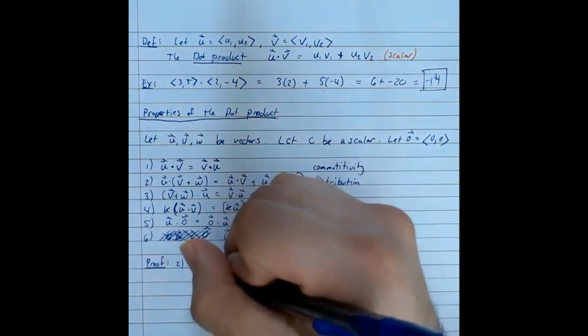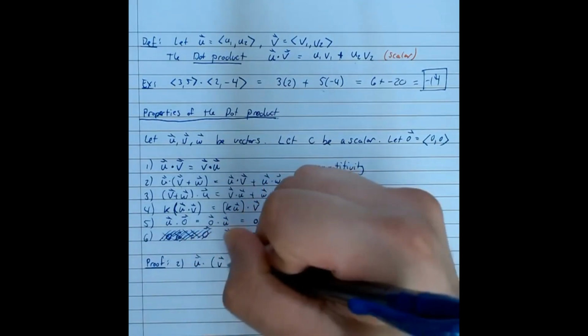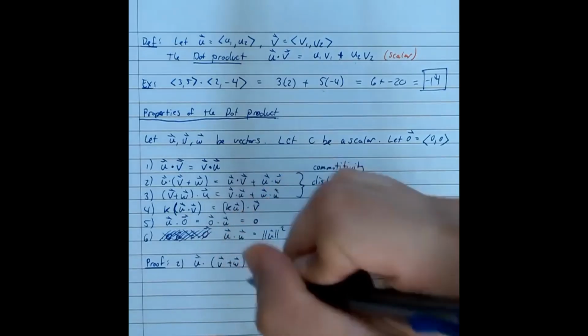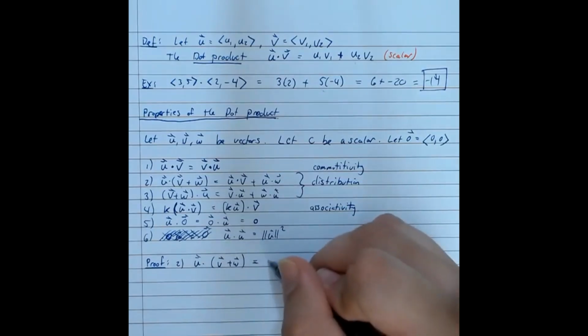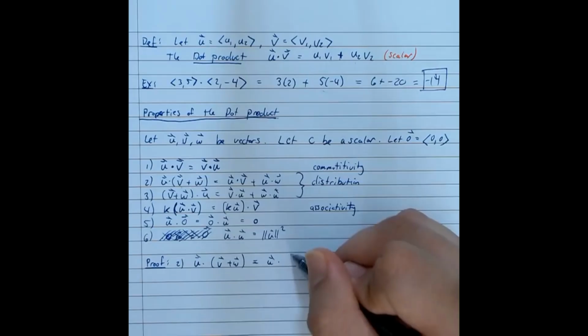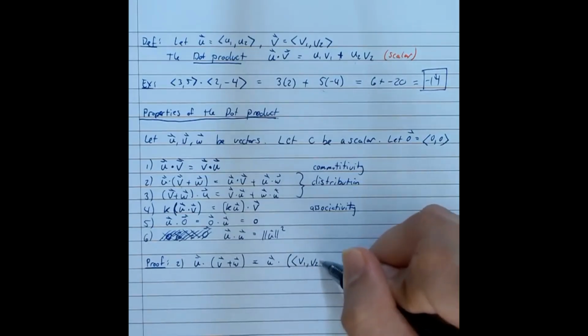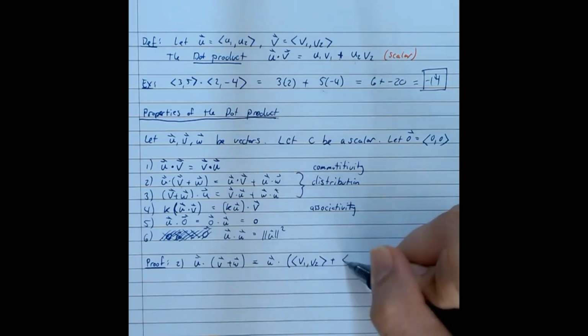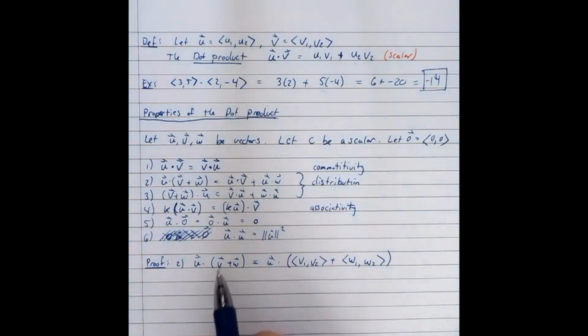So here I'm going to prove number 2. I'm going to say U dot (V plus W). Okay, well, I can write that as U dot, and now V, let me write it as (V1, V2) plus, and let me write W as (W1, W2). And you say, why didn't you worry about that one? Oh, because these are in parentheses.